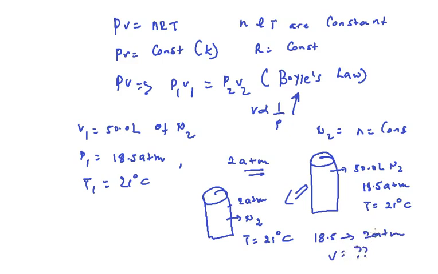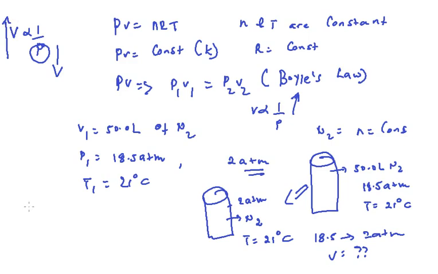Do you think the volume will be high or the volume will be low? Obviously the volume is supposed to be much higher, because Boyle says that volume is inversely proportional to pressure. What it means is that if you reduce the pressure, if the pressure is low, the volume is going to be high. But let's see if this works for us or not.